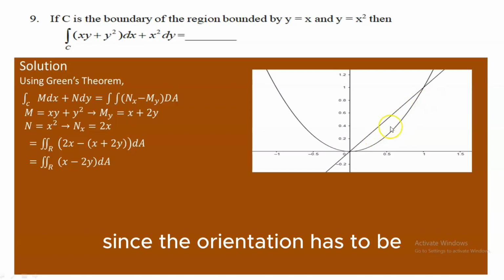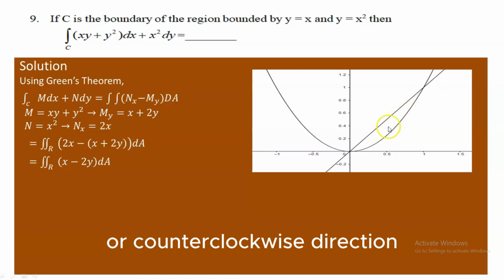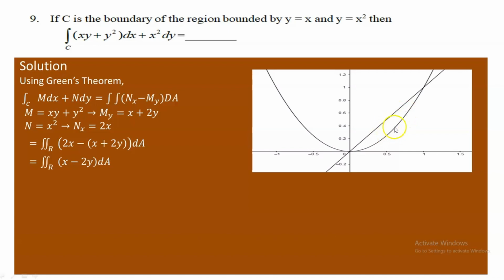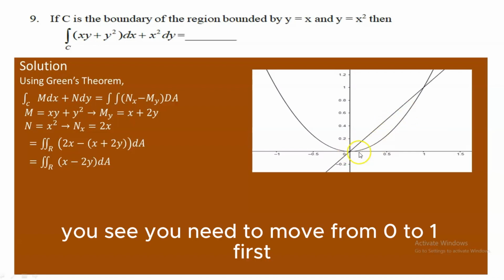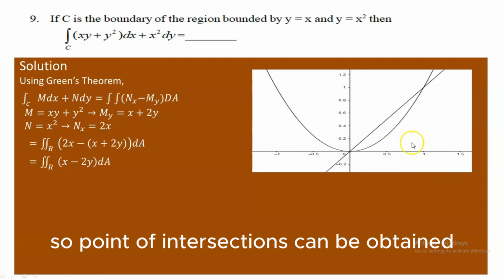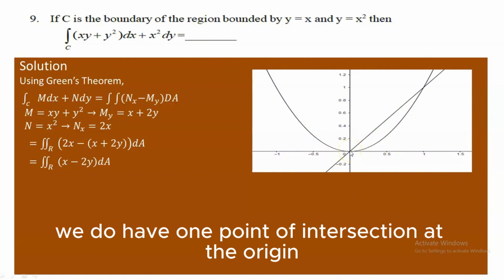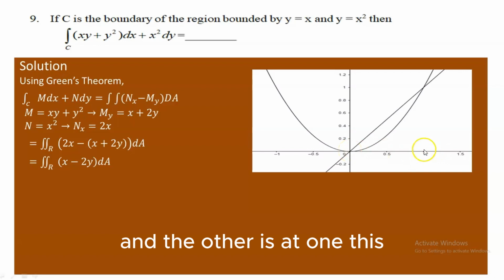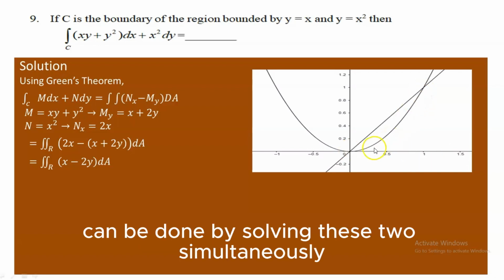Since the orientation has to be in the anti-clockwise, or counterclockwise, direction, you need to move from 0 to 1 first, and then from 1 back to 0. So the points of intersection can be obtained. Here we have one point of intersection at the origin and the other at 1. This can be done by solving these two equations simultaneously.